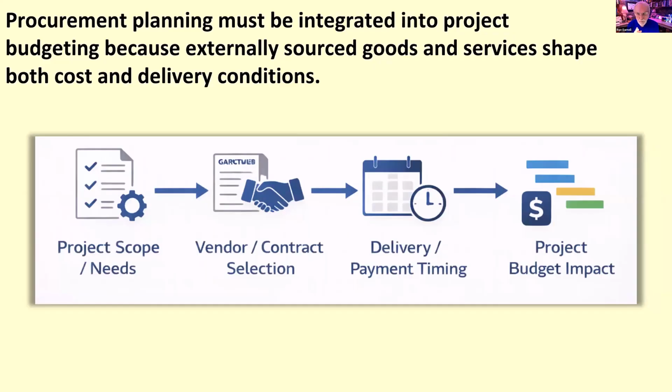Procurement planning and project budgeting. Procurement planning, and now, as I mentioned, the PMBOK 8 calls that sourcing strategy. So similar, but just a little bit different. But procurement planning or sourcing strategy must be integrated into project budgeting because externally sourced goods and services shape both cost and delivery conditions. So after addressing how the costs are governed, the next step is to recognize that many project budgets are not built from internal labor and materials alone.